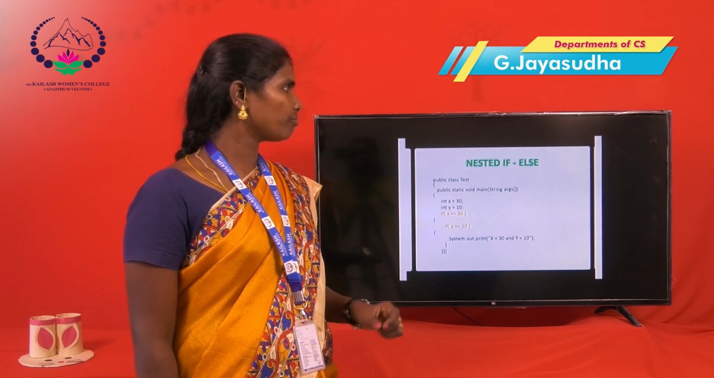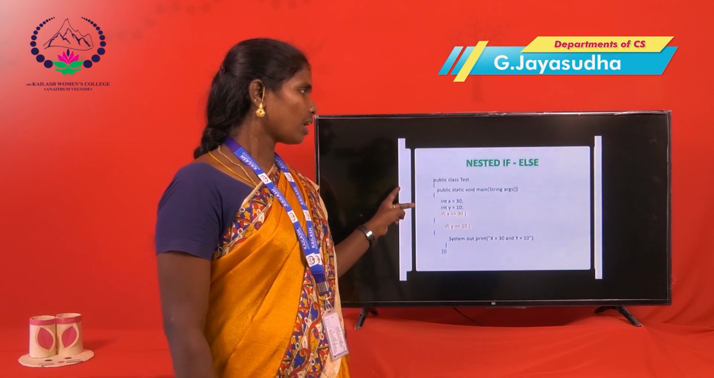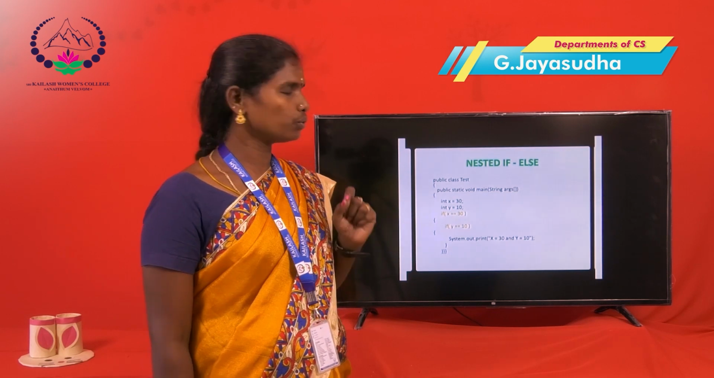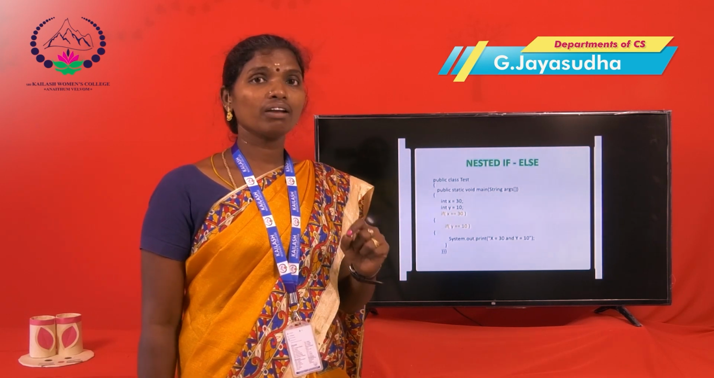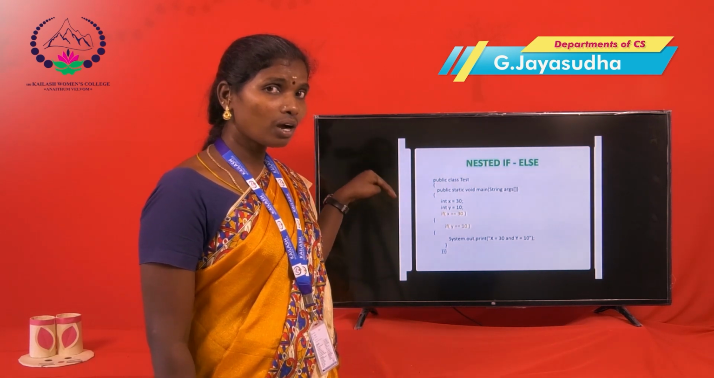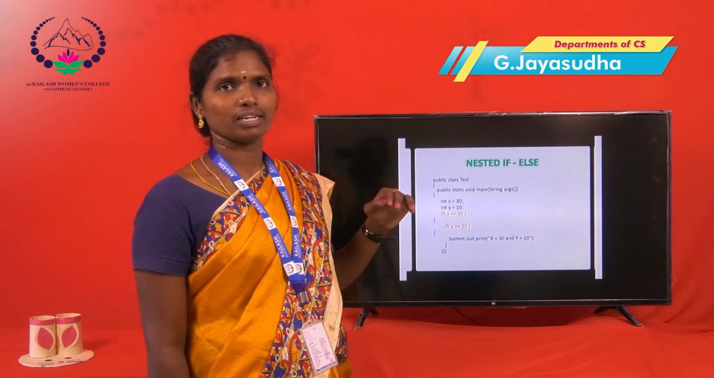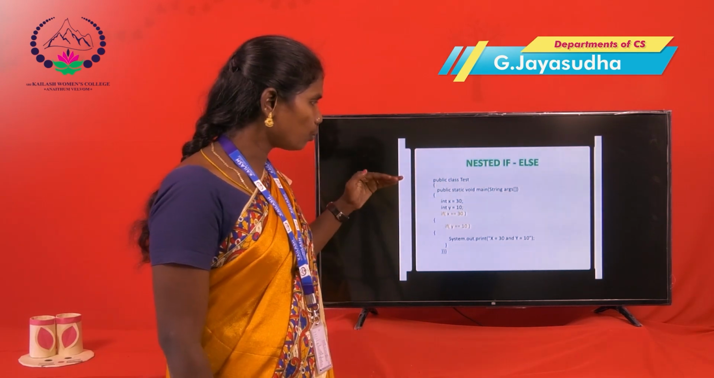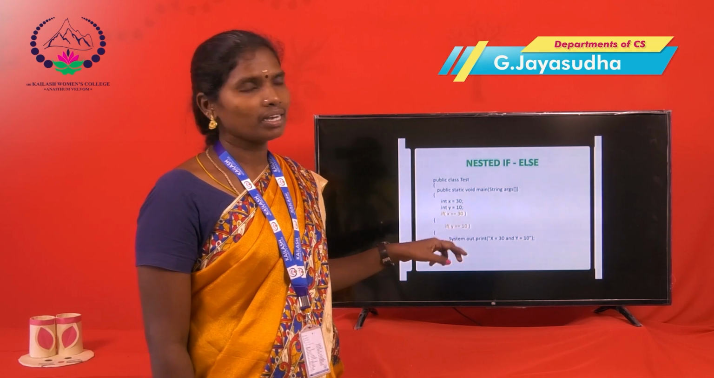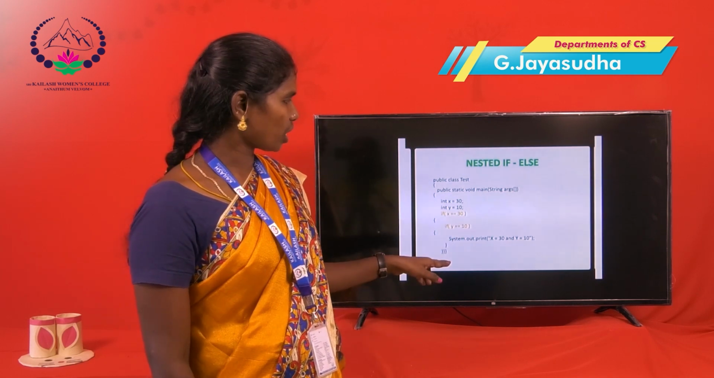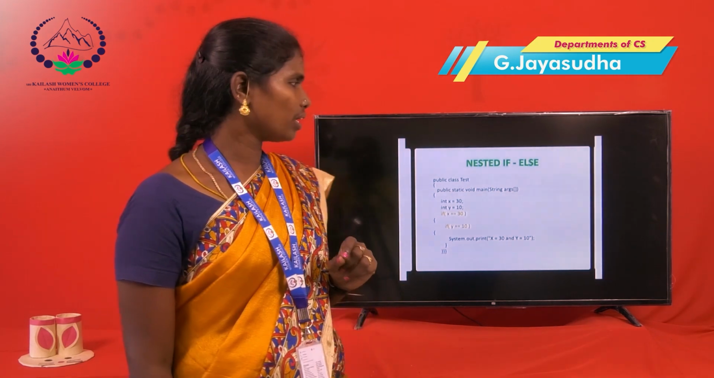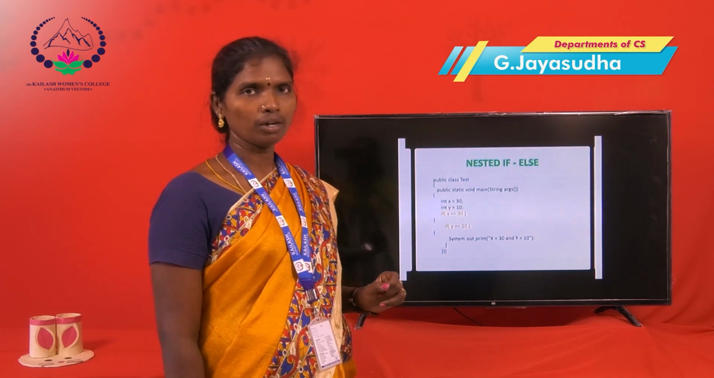So there is an example for a nested if-else statement. Now I have declared two integer variables, x equal to 30 and y equal to 10. First I have to check if x equal to 30. We have already stored x equal to 30, so the condition is true. Now we move into the second if condition, if y equal to 10. Again the condition is true. So the statement System.out.print x equal to 30 and y equal to 10 will be printed on your output screen.